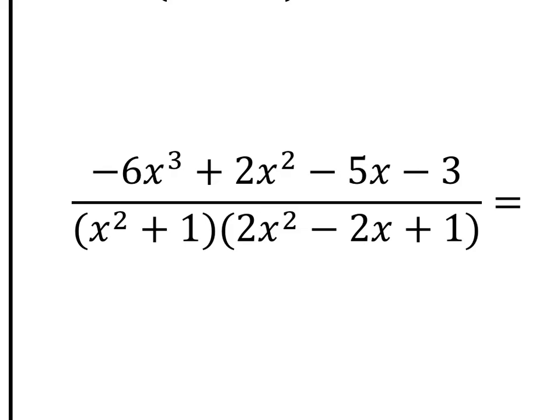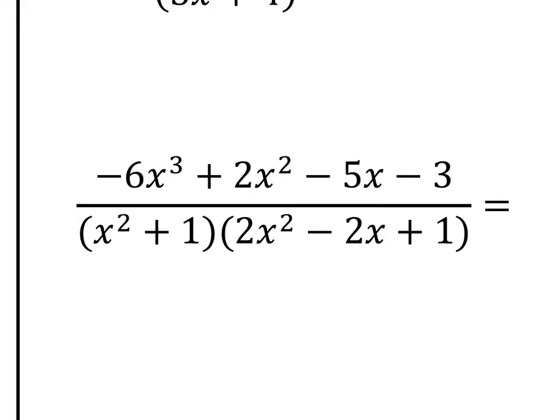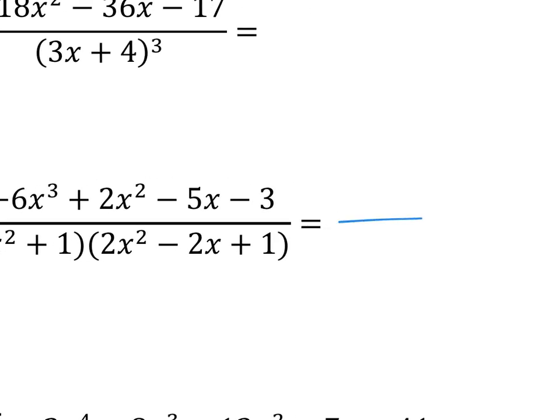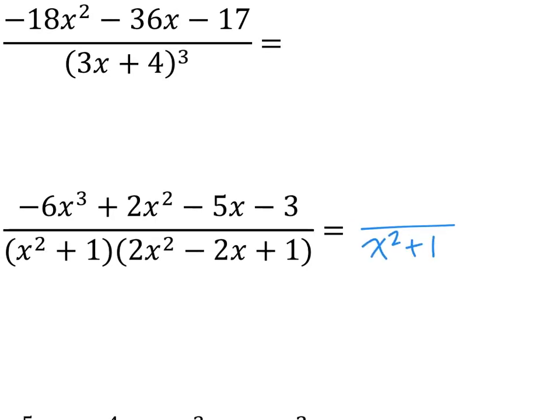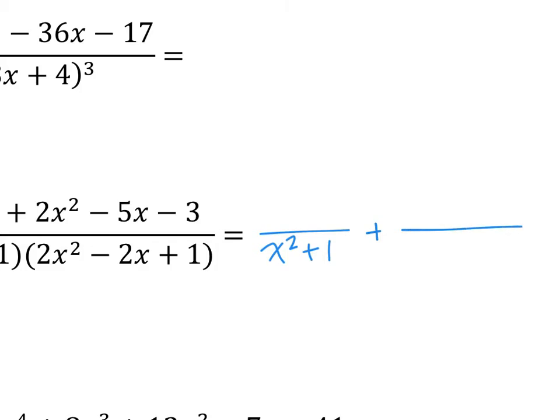Are the denominators factorable? No, we can't factor anymore. So let's write out our partial fraction. Remember, each factor gets its own fraction. Now what goes in the numerator is going to be 1 degree less. So in the first fraction, the denominator is x squared plus 1. What's 1 degree less?